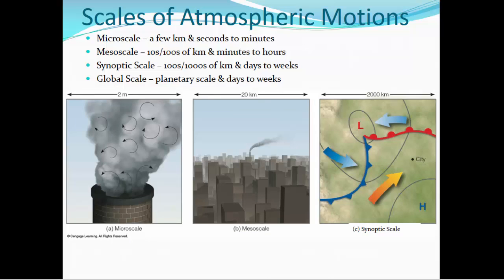Another quick illustration of different types of scales. In that microscale, just a couple of meters, winds and eddies coming out of a smokestack, whereas at the mesoscale, we're talking about winds blowing over a large city, lots of big skyscrapers, so this is the big city. And then up to the synoptic scale, again, the mid-latitude or extratropical cyclone on the synoptic scale weather map.